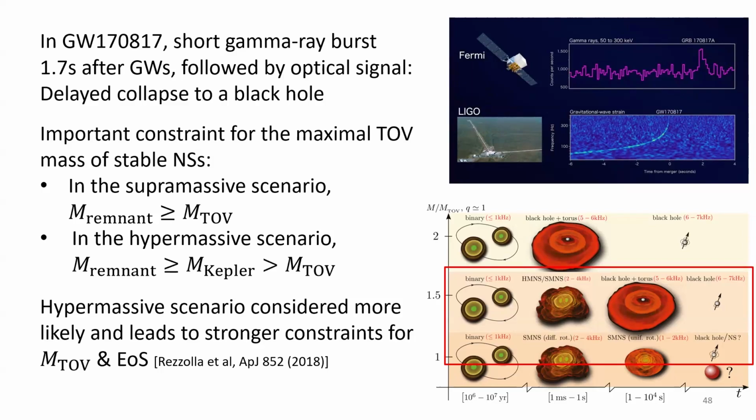But yeah. So anyways, the main point for my argument is simply that the fact that we had the gamma ray burst signal actually gave us extra information. It gave us information about the maximal mass of non-rotating neutron stars.